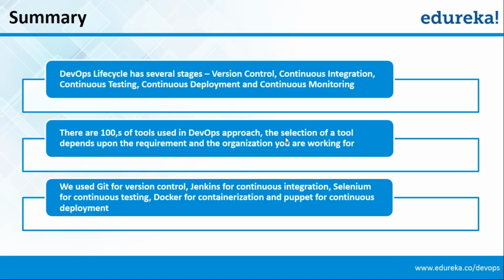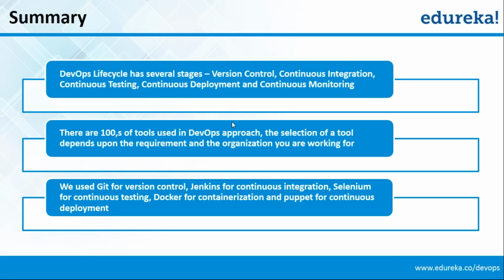Let me summarize the Edureka use case which we just saw. My project was there on GitHub, and using Jenkins I pulled my project on machine 1. Then using Puppet I sent this application to machine 2, where using a Docker container I ran my application, and I ran a simple Selenium script using Jenkins and tested my application. Once the test passed, I destroyed my Docker container, and finally I deployed my application onto machine 3.